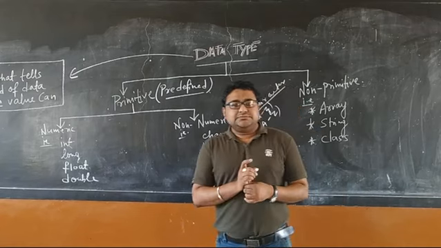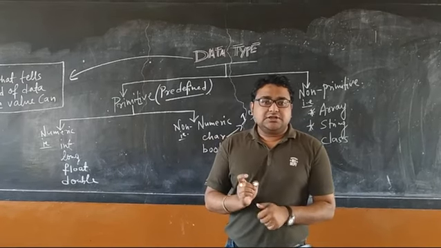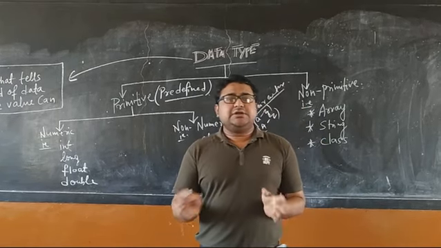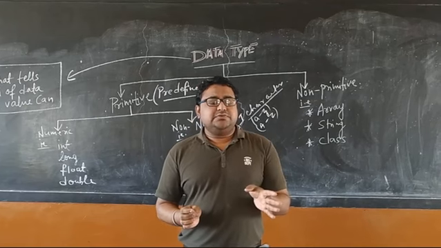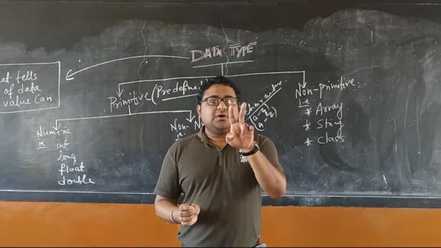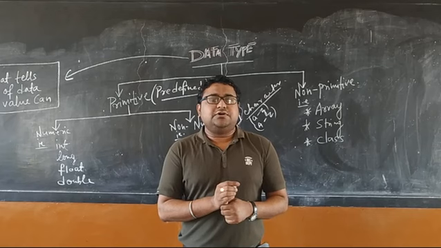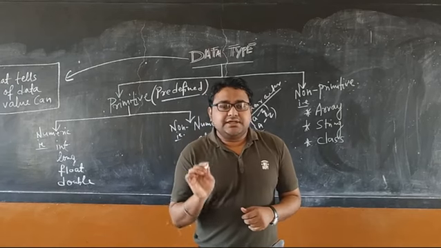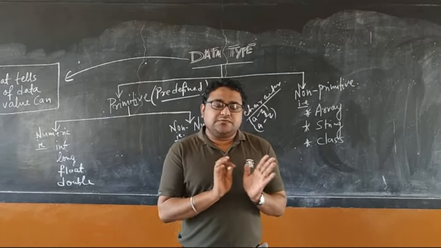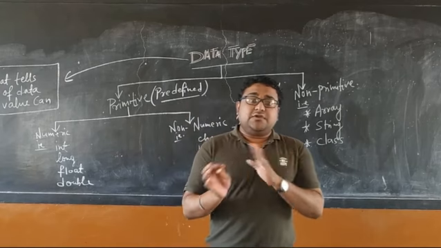Next one is boolean. Boolean always gives two values, either true or false. Any condition we check in this world has two answers: yes, no, true, false, T and F, all these things. So true or false is the answer from the boolean.